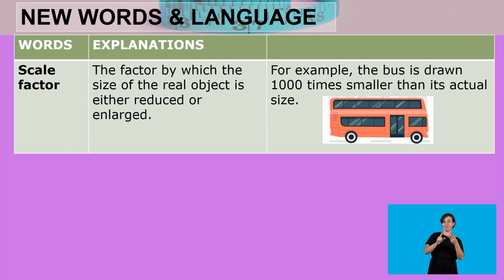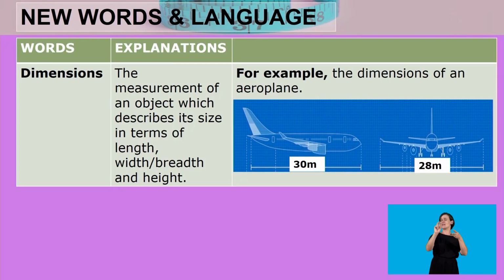Then we go to the scale factor, the factor by which the size of the real object is either reduced or enlarged. For example, the bus is drawn 100 times smaller than its actual size. Obviously, we know that we cannot draw a bus with its actual size on a piece of paper, so we have to reduce this. So that is the scale factor. Then dimensions. The dimensions are the measurements of an object which describe its size in terms of the length, the width, the breadth, and the height.